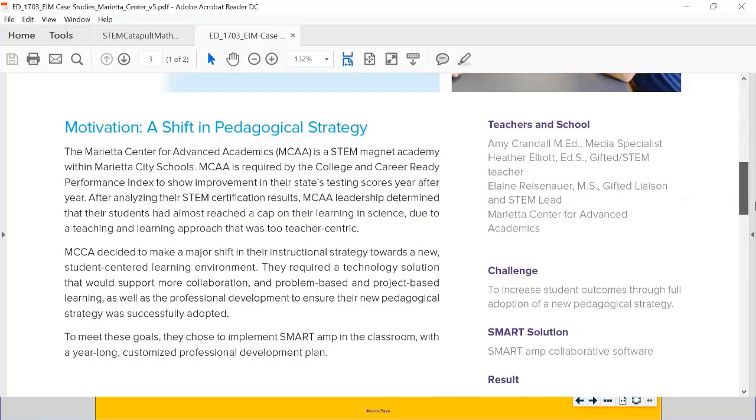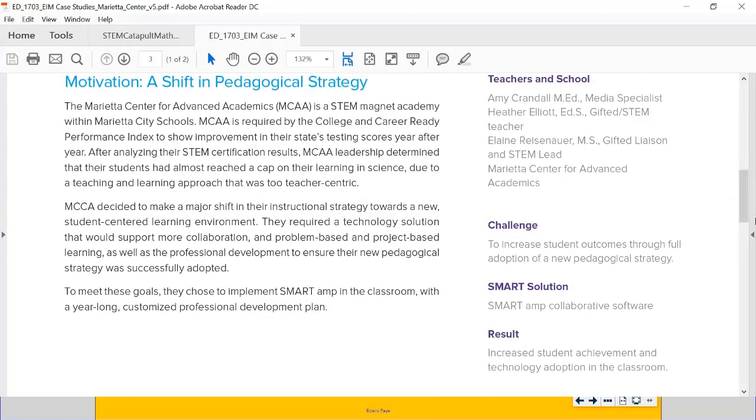So our whole thought process was we wanted to create student outcomes through an adoption of some kind of pedagogical strategy. And SMART Amp was brought to us, and the more that teachers started using it, we really saw the meat of it that could be used for collaboration in that 21st century learner. And so we really saw student achievement through this technology adoption in the classroom and also on our state scores.